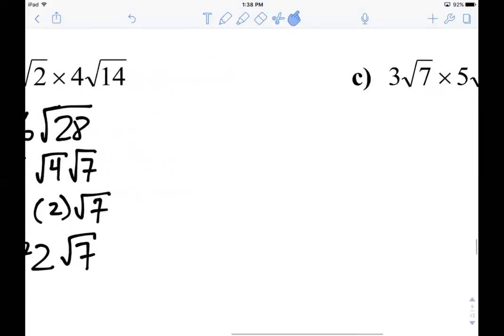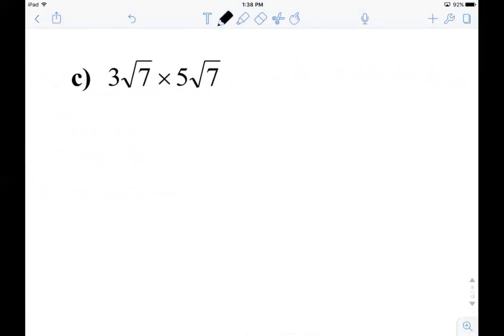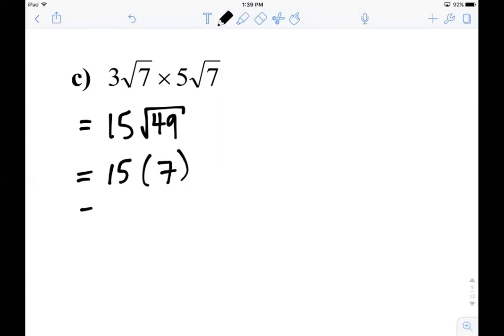And one more of this type. 3 times 5 is 15 times the square root of 49. Well, actually, in this case, we don't have to break 49 up any further because 49 itself is a perfect square. So it's really just 15 times 7, because that's the square root of 49, and 15 times 7 gives us 105. So that one just works out to a single whole number with no radical piece attached.